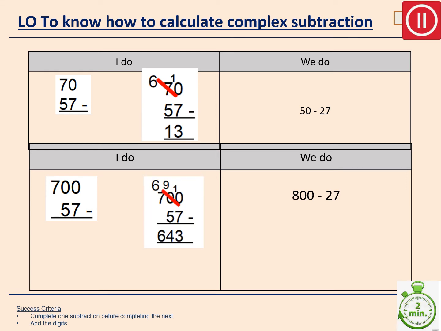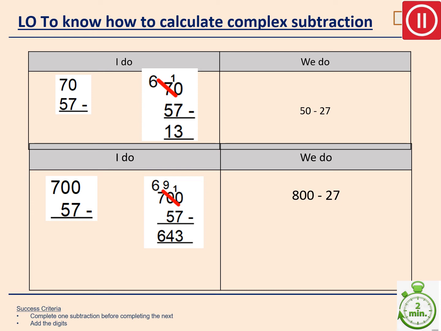So let's have a look at this sum. 700 subtract 57. We need to borrow from the hundreds column. So the 7 now goes to a 6. And we've got 9 now in the tens column and 10 in the units column. So we've got 90 plus 10, which is the 100 that came from the hundreds column. So it's 691 now. 10 take away 7 is 3, 9 take away 5 is 4, 6 take away 0 is 6.